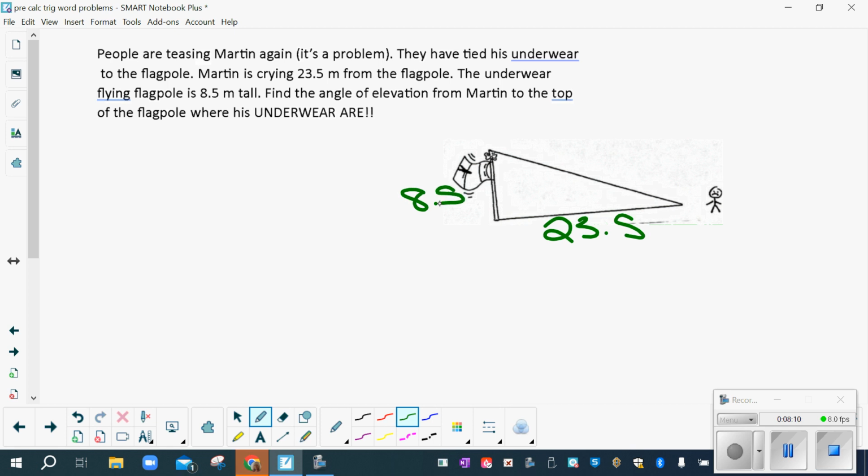I am looking for the angle of elevation. So Martin is going to look out and up. I'm looking for theta. This is a backwards one, right? Our calculator goes backwards on the angle. Nice and easy. Go ahead and do it with your neighbor.